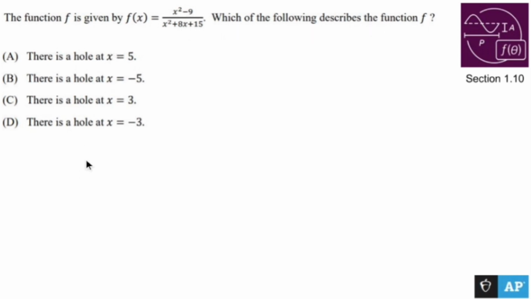They care about holes. Holes exist when you have a parentheses and you have the exact same parentheses up here that you have down there, when these two are exactly the same. So what I need to do is factor the numerator and factor the denominator and see if I have something up here that's exactly the same as something down there.